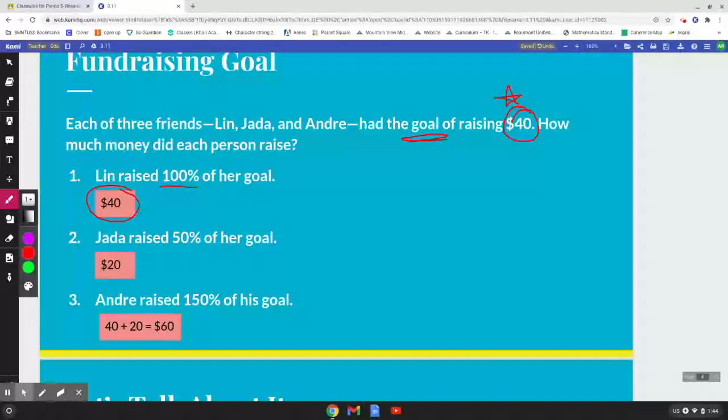Now Jada, she raised half of the goal. So if the goal was 40 and she only raised half of that, that would make it 20. Now, Andre, he raised more than the goal, right? So he's over 100%. He raised 150%. So what you would do is you would add the $40, which was the 100%, and then you'd add the 50%, which was the $20, and you would get 60. So you're writing what you see in the pink boxes under number 1, 2, and 3.